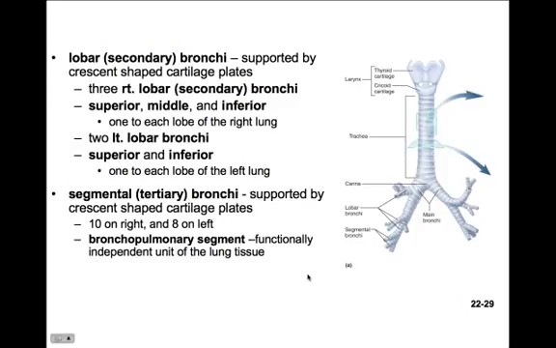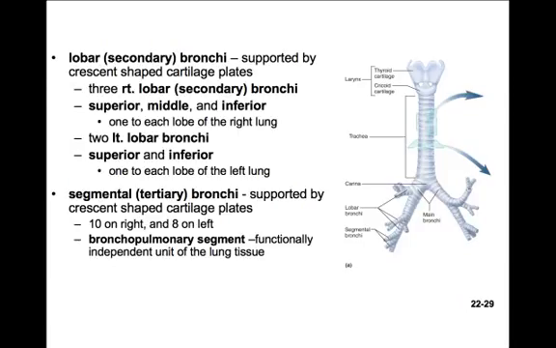Then we go to segmental or tertiary bronchi. They're supported also by cartilage plates. There are 10 on the right and 8 on the left. Each one ventilates a functionally independent unit of lung tissue called a bronchopulmonary segment. At the very beginning of your chapter, you can see a picture of the bronchopulmonary segments that are supplied by each of the tertiary bronchi.